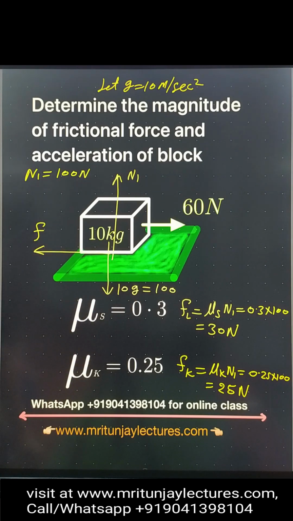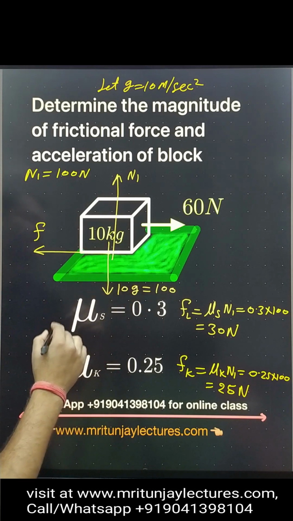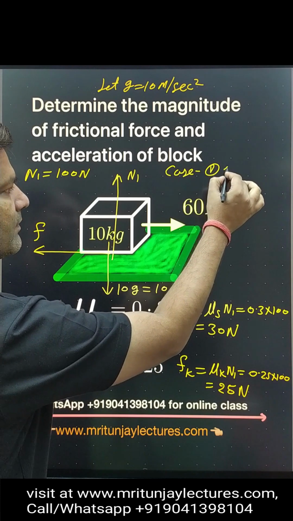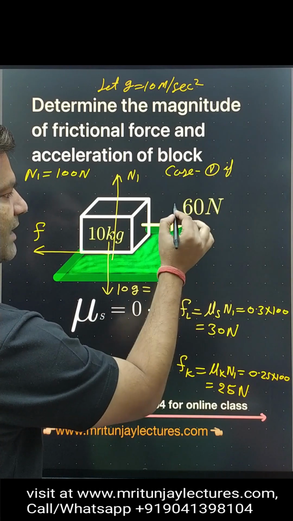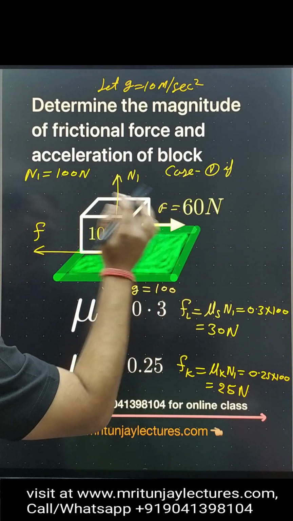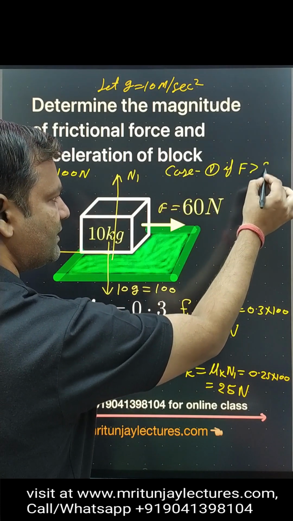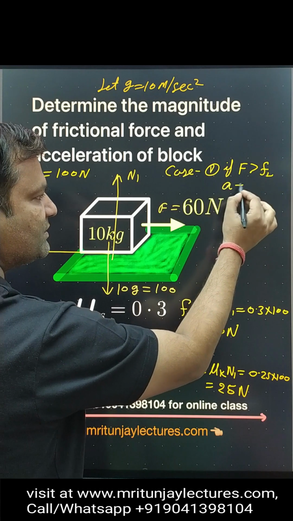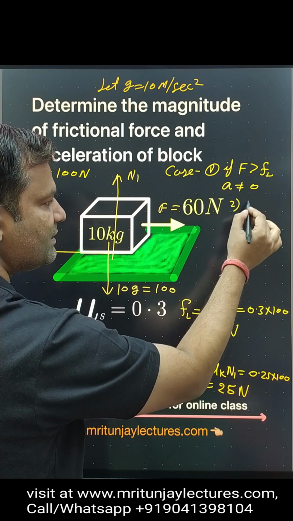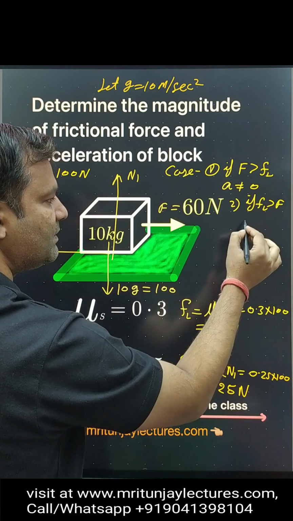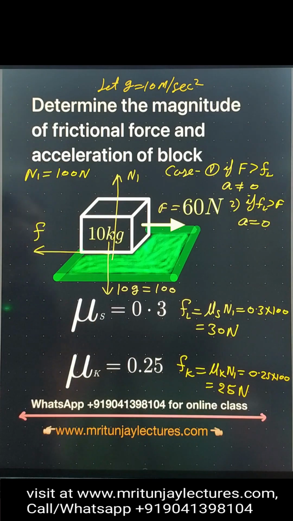Okay. Now there are two possibilities. Case first, if the driving force, or you can say the applied force, is greater than FL, then acceleration of the block is not zero. Second case, if FL is greater than capital F, it means acceleration of the block is zero.